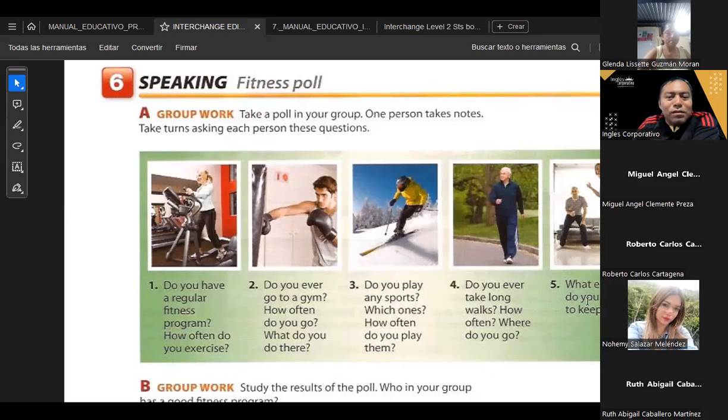Number five. Can you help me with the number five? Hello, teacher. What else do you do to keep fit? What else do you do to keep fit? Do you have any question with this vocabulary?